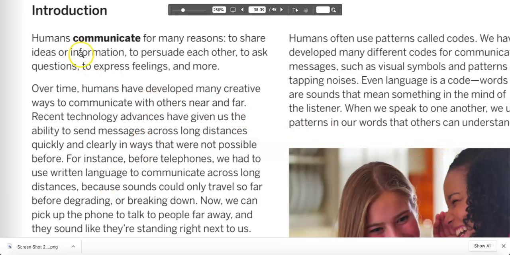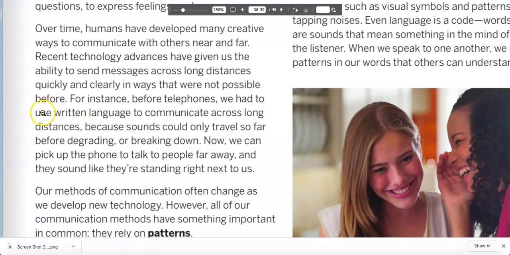Introduction to Human Communication. Humans communicate for many reasons: to share ideas or information, to persuade each other, to ask questions, to express feelings, and more. Over time, humans have developed many creative ways to communicate with others near and far. Recent technology advances have given us the ability to send messages across long distances quickly and clearly in ways that were not possible before. For instance, before telephones, we had to use written language to communicate across long distances, because sounds could only travel so far before degrading or breaking down.